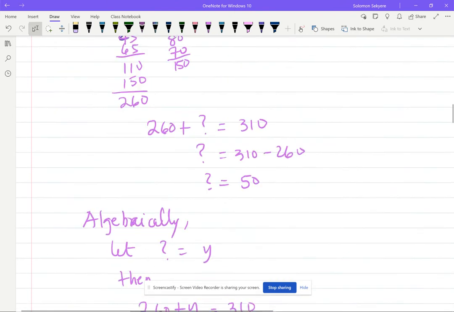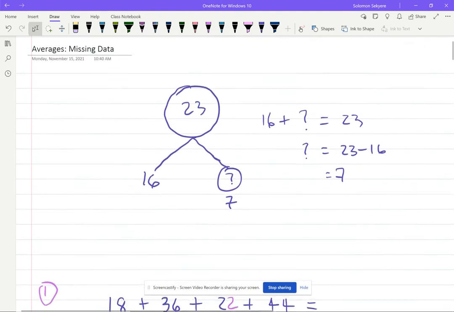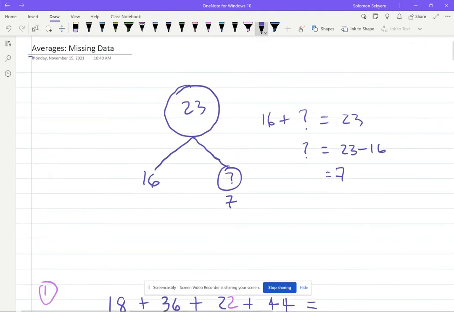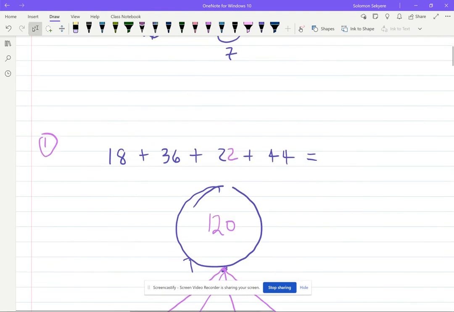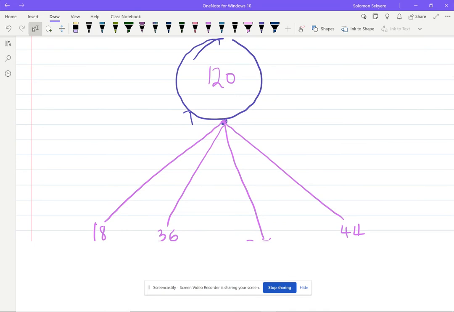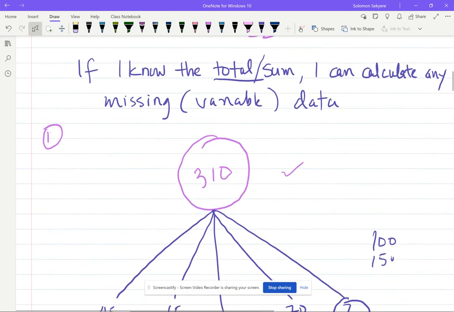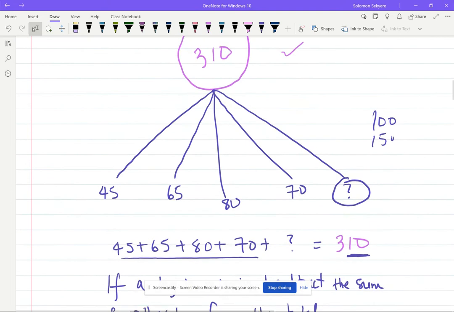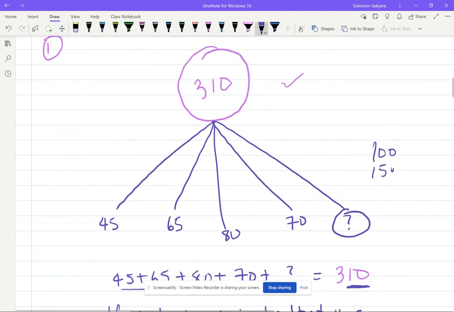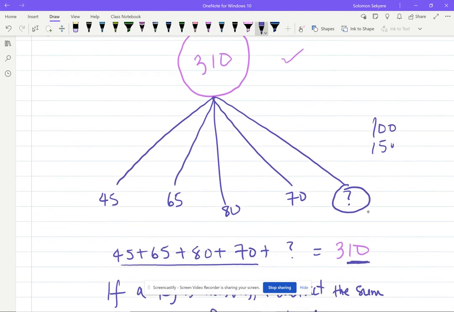Today we are going to tackle missing digits concerning averages. Okay, so if you have a sum of numbers like we have 65, 45, 65, 80, 70, and this is missing.